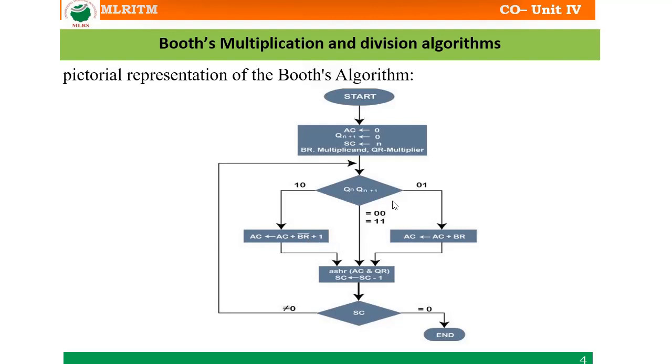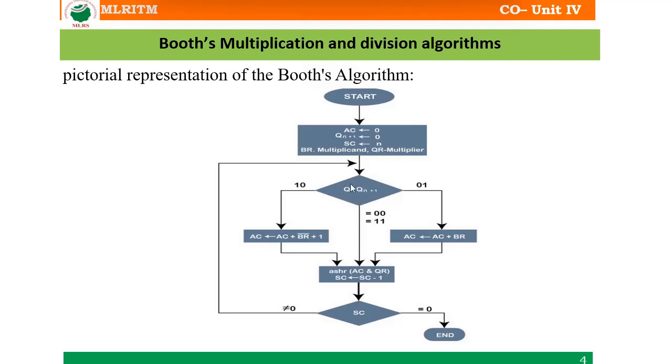If Qn is 0 and Qn plus 1 is 1, we simply add the accumulator value and the B register value. After performing these operations, we do the arithmetic shift and decrement the counter value. The next step is comparing the sequence counter value. If the sequence counter value is 0, we end the process. Otherwise, we go back to the comparison of Qn and Qn plus 1. After shifting the accumulator and QR values, the least significant bit Qn will have changed.